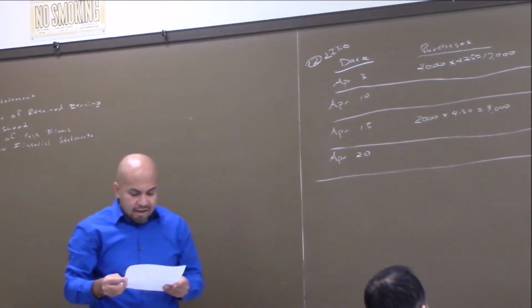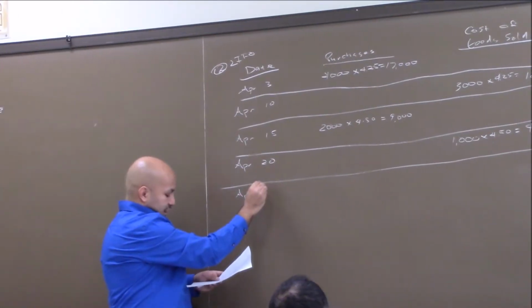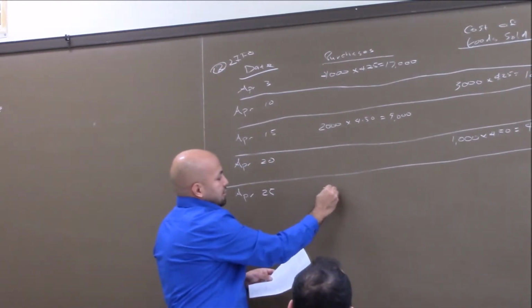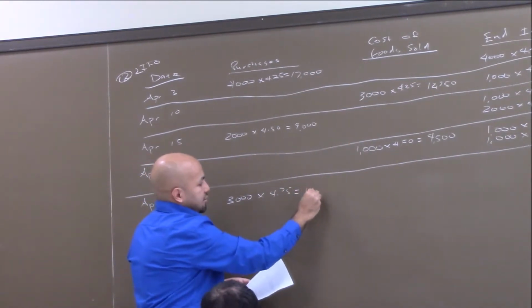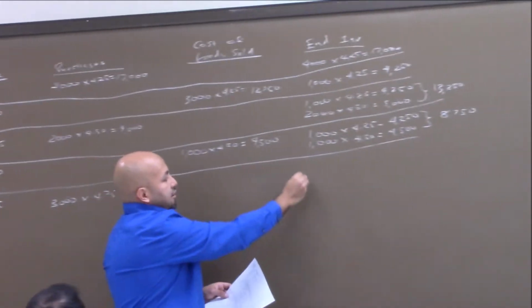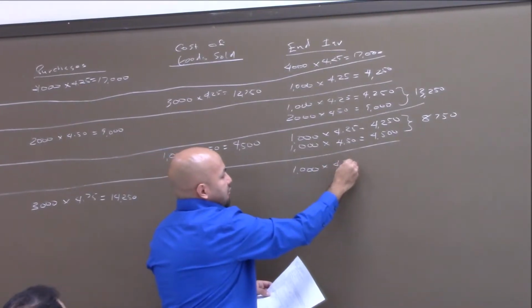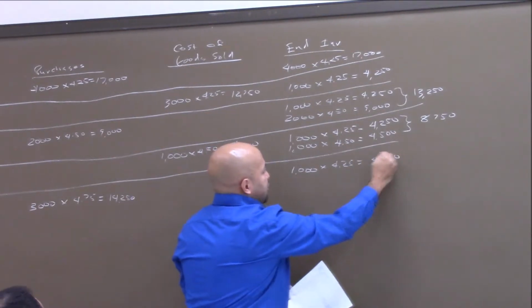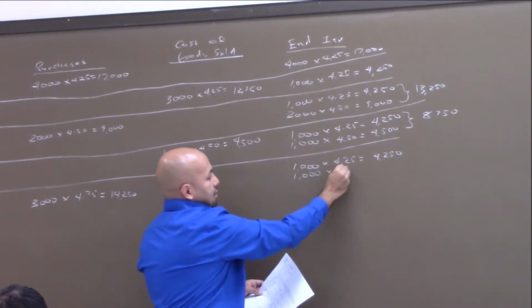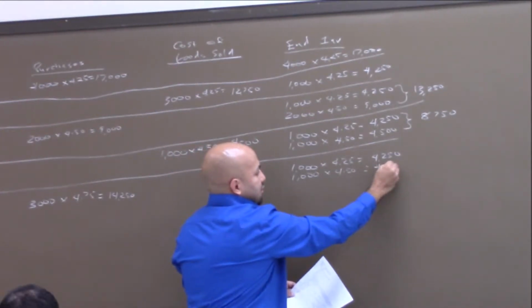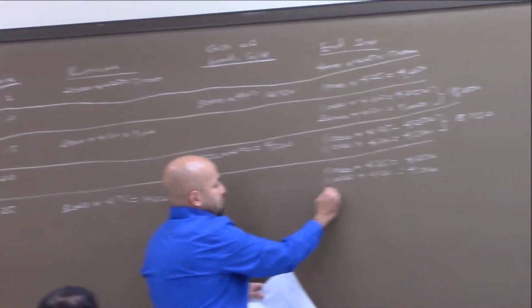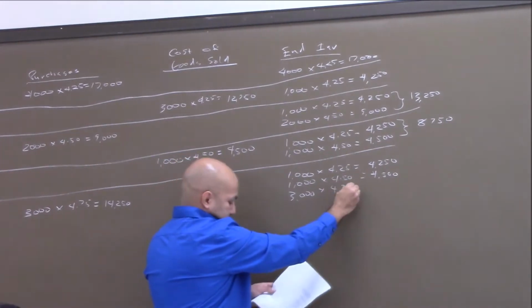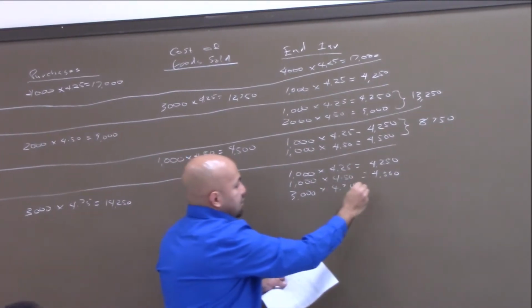I have one more transaction. On April 25th, they bought 3,000 units at 4.75. So this one, we're just adding another layer. 3,000 at 4.75 equals 14,250. So now we got three layers. We got 1,000 at 4.25, which equals 4,250. 1,000 at 4.50, which equals 4,500. We just added another layer, 3,000 at 4.75, which equals 14,250.